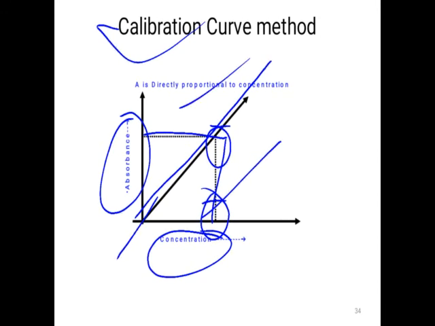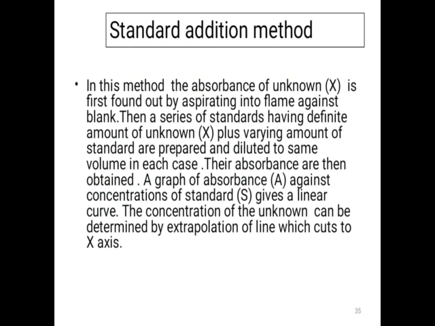Absorbance A is directly proportional to the concentration. In this method, the unknown substance is first aspirated into the flame against a blank. Then a series of standards having a definite amount plus varying amounts of standard are prepared and diluted. Then their absorbances are obtained. The graph of standard concentration against absorbance is plotted. This graph must pass through the origin, and then we take the unknown sample, whose concentration is to be determined.